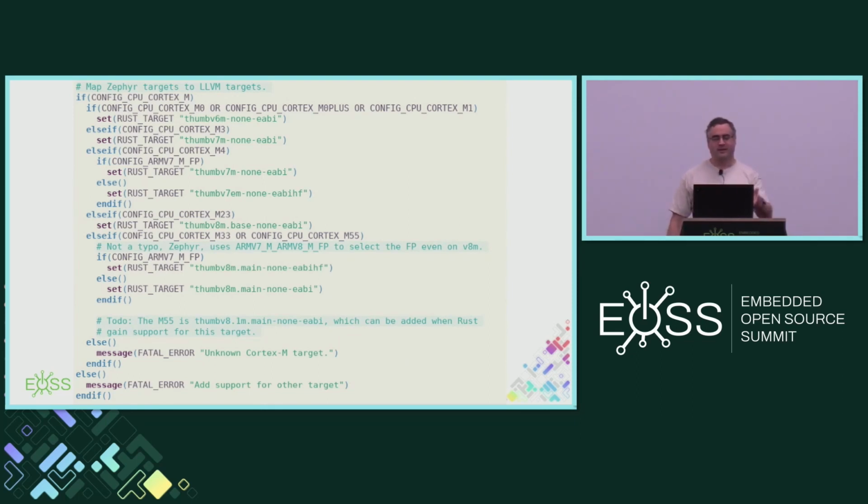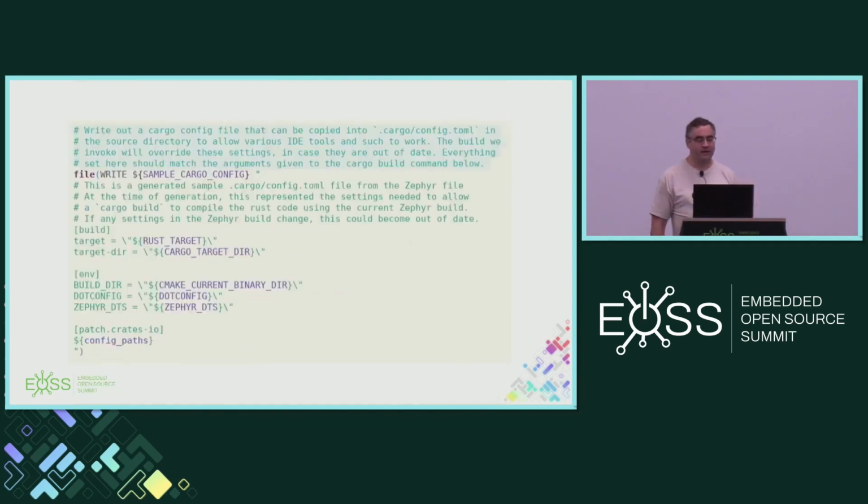There's some things in here about, this is an example just for the Cortex-M: you picked a target on Zephyr, what do you pass to Rust as far as the Rust target? As you can see, there's a lot missing here. This won't just run on ARM, but we want it to run on the Cortex-M. Oh, and then there's a fun comment in there about the ARM v7 ARM v8 FP tag in there.